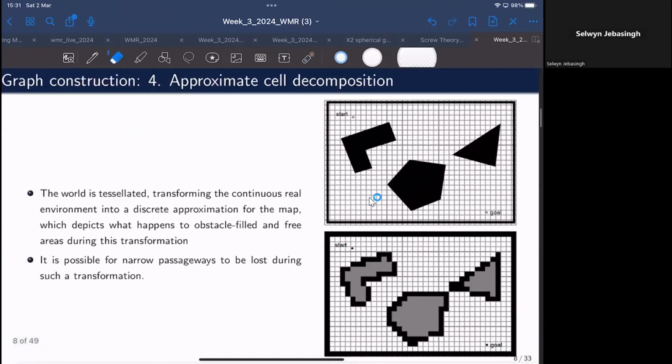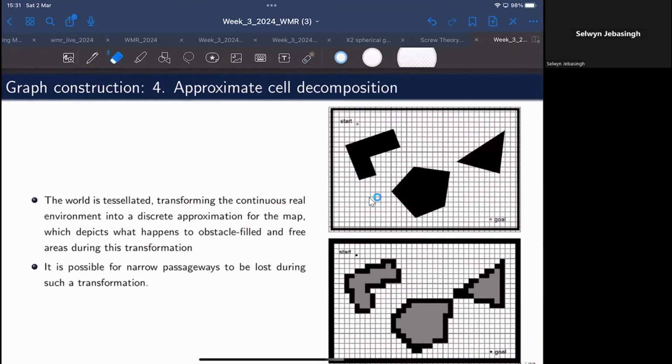And there is one more thing called approximate cell decomposition. The procedure is to discretize the space into multiple grid cells, right? So the world is tessellated or discretized, transforming the continuous real environment into a discrete approximation of the map, which depicts the obstacles, filled and free areas, with this transformation.